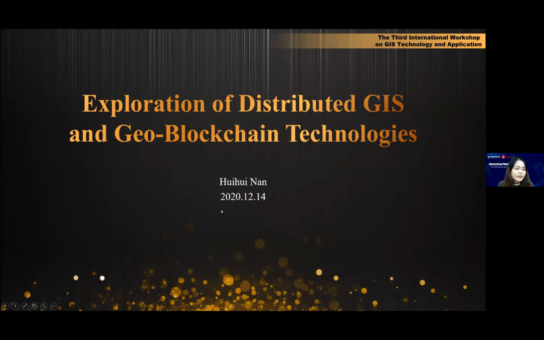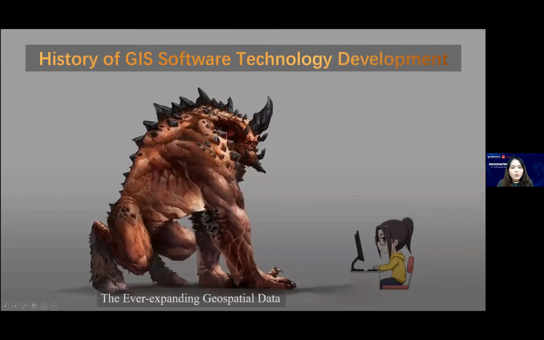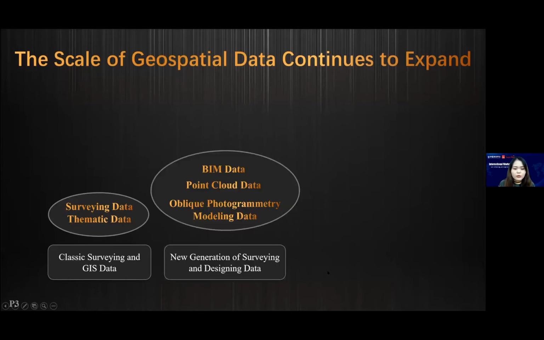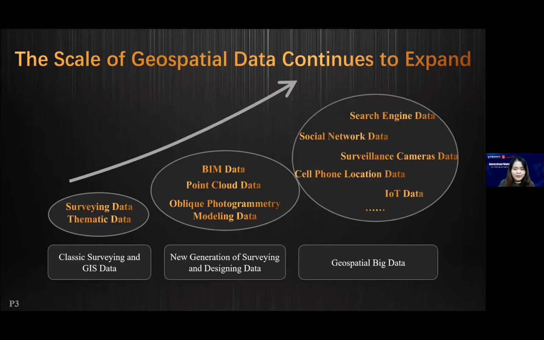Today, I'm going to share with you the exploration of distributed GIS and Geo-Blockchain technologies. Our GIS software history is about our users and developers fighting against the ever-expanding geospatial data, from the classic survey data to a new generation of surveying data, like BIM data, point cloud data, and to geospatial big data, like cell phone data or IoT data.